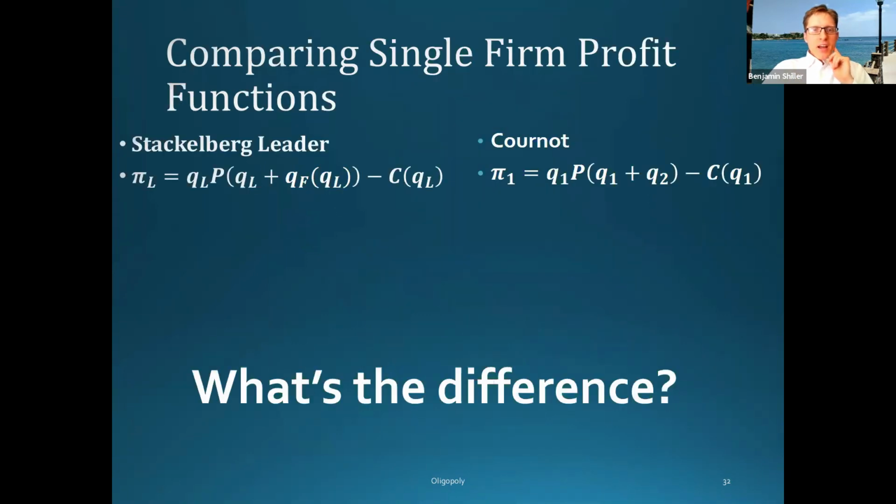Okay? So I want to take one more look at the profit functions in the Cournot and in the Stackelberg case. So can you see what the difference is here? Ignore the cost part on the Cournot, ignore the cost part overall. Look at the revenue part. What is the difference between a Stackelberg leader, their profit function, and the Cournot profit function?